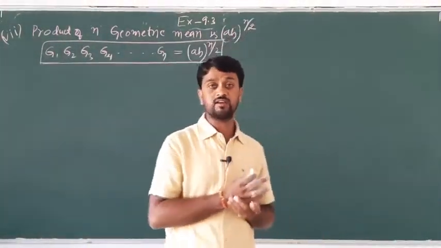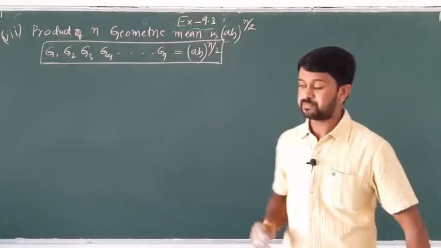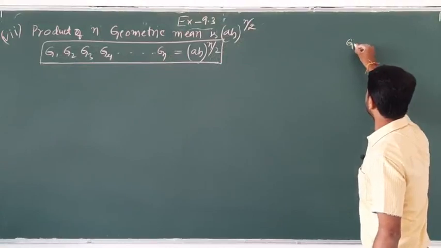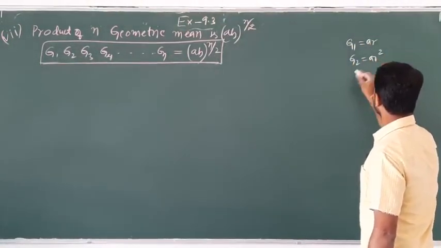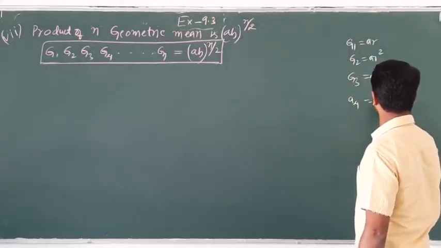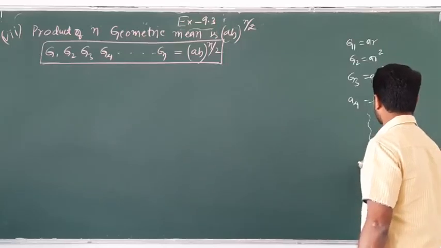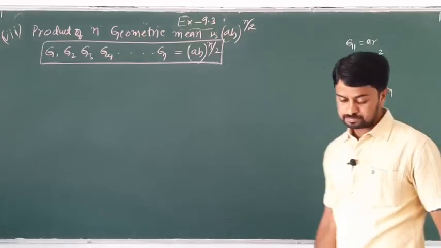How can we derive it? Listen. Here you already know that G1 means AR. G1 is equal to AR, G2 is equal to AR square, G3 is equal to AR cube, G4 is equal to A into R power of 4, and so on, Gn is equal to A into R power of n only.